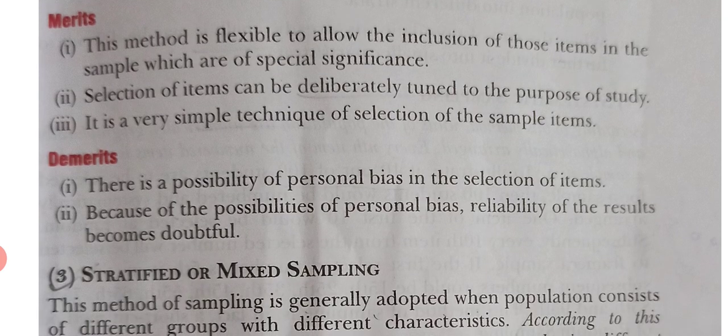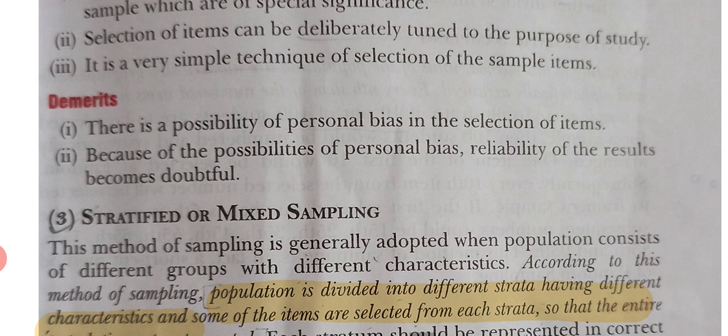Demerits. Because the selection of items is dependent on the convenience of the investigator, there is a chance of partiality. Second point, if there is partiality or items are not selected properly, the result drawn cannot be reliable or dependable. So the result will be doubtful.